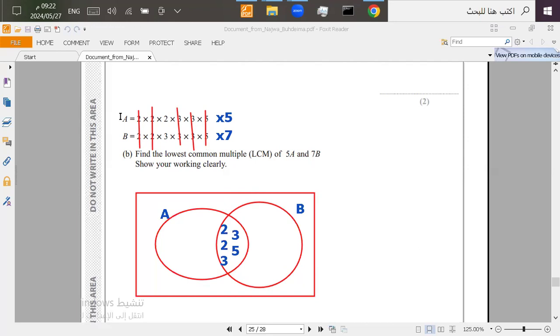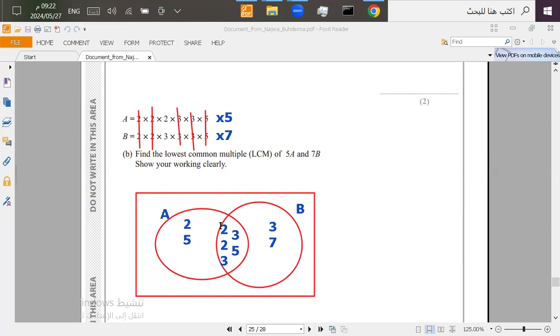Now, let's take a look at group A. What did we leave here? We left the 2 and the 5, so we write them here. And for group B, we left 3 and 7. These are the numbers that we left, so we write them here. Now we have the numbers in the Venn diagram, and we can use them to answer the question.